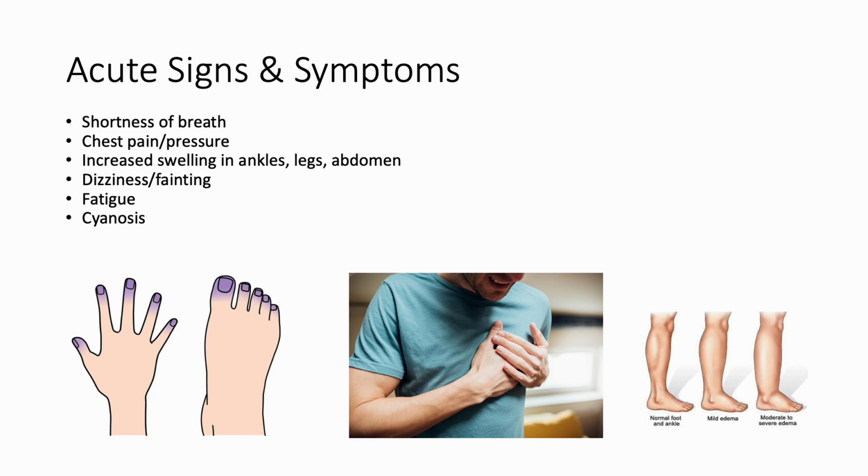Patients with pulmonary hypertension often have very acute signs and symptoms, the biggest being shortness of breath. You'll see a lot of cyanosis associated with this, which is a blue or dusky appearance of the skin. And you'll see chest pain, you'll see increased swelling in the peripherals as well as the abdomen, fatigue, dizziness. It's really unpleasant. Patients are very symptomatic.